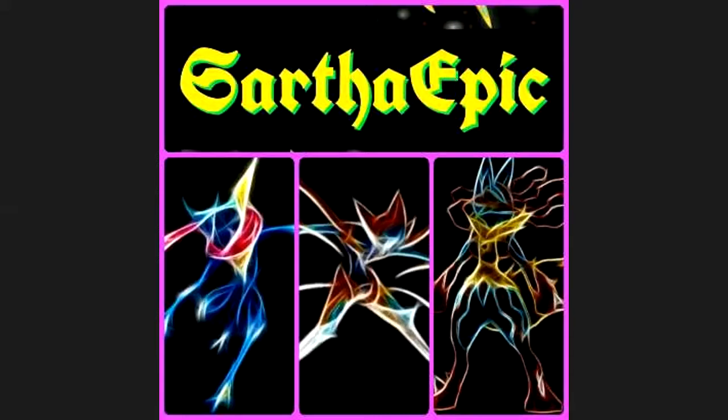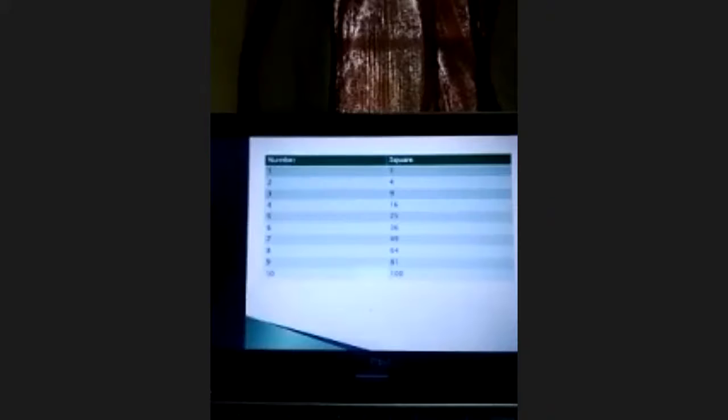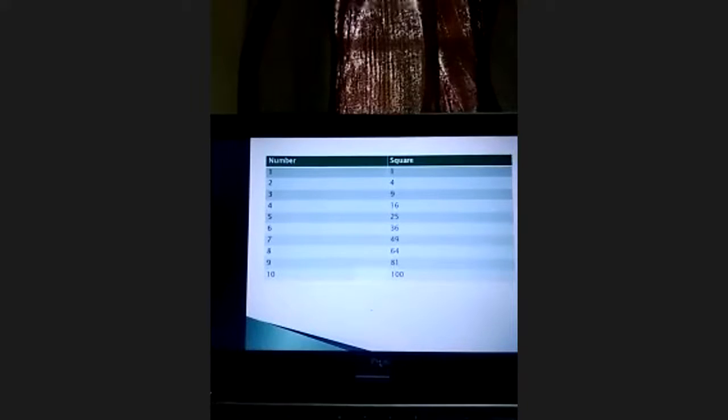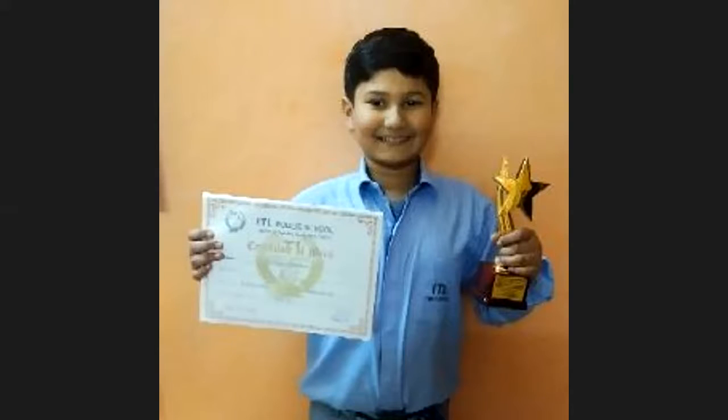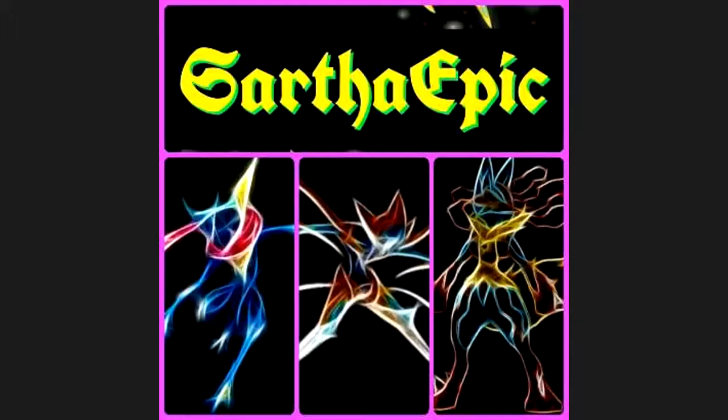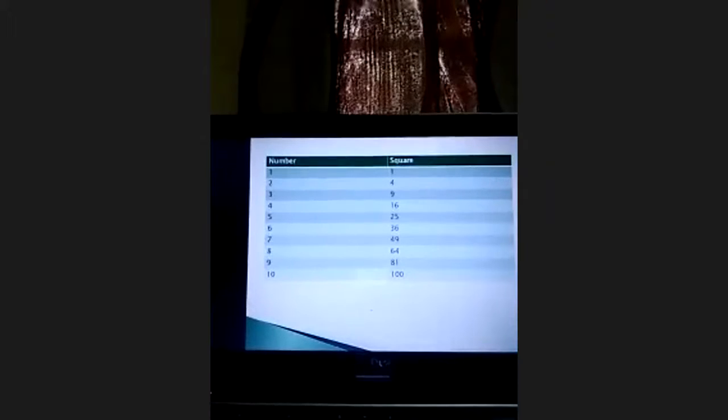5 into 5 is 25. 6 into 6 is 36. 7 into 7 is how much? 49. Very good. 8 into 8 is how much? 64. Very good. 9 into 9 is how much? 81. Very good. And 10 into 10 is 100. Similarly, you can find the square of the rest of the natural numbers also.